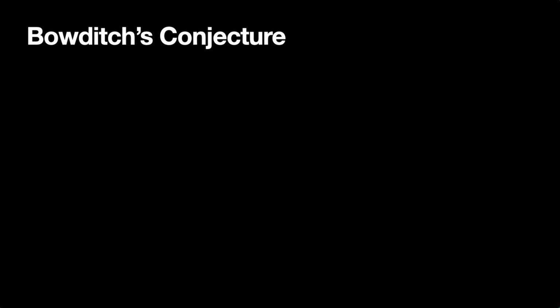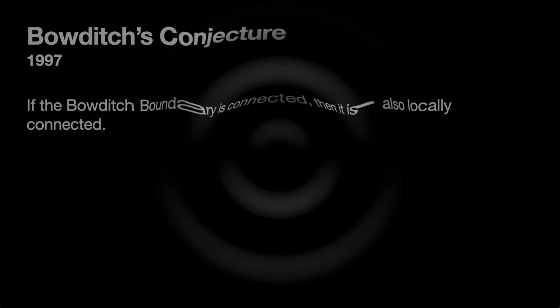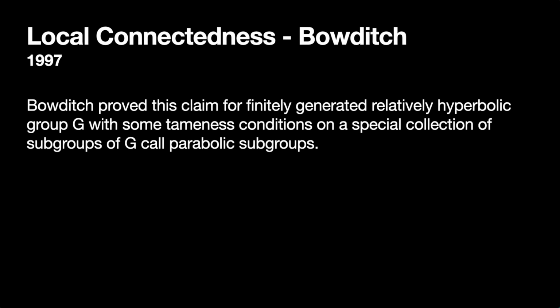Now let's get back to the conjecture. In his 1997 paper, Bowditch conjectured that if the Bowditch boundary is connected, then it is also locally connected. In fact, he proved this local connectedness with certain restrictions or tameness conditions on a special collection of subgroups of G called parabolic subgroups. He proved this for finitely generated relatively hyperbolic groups.